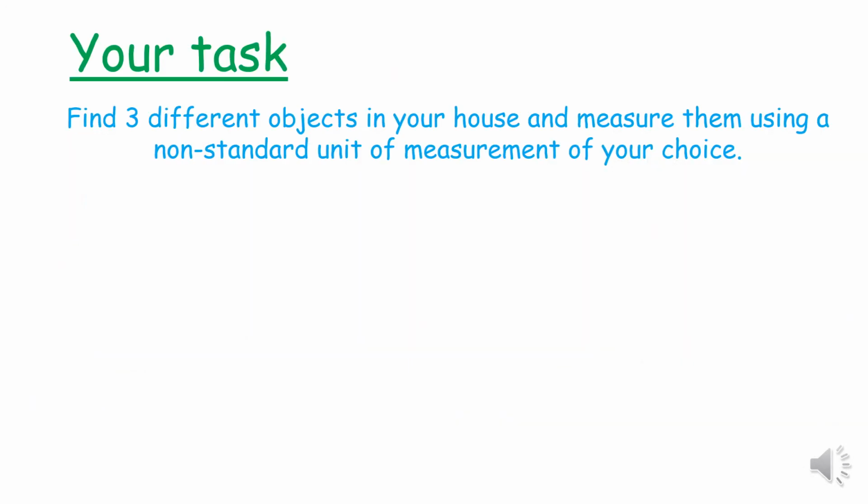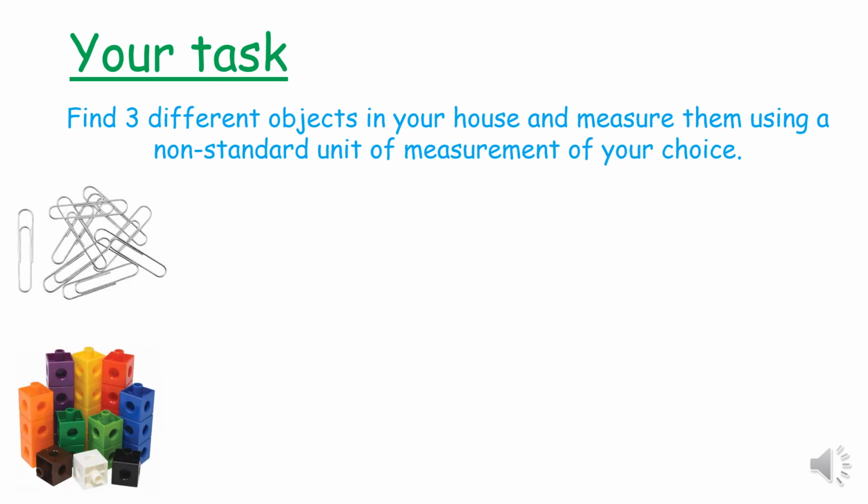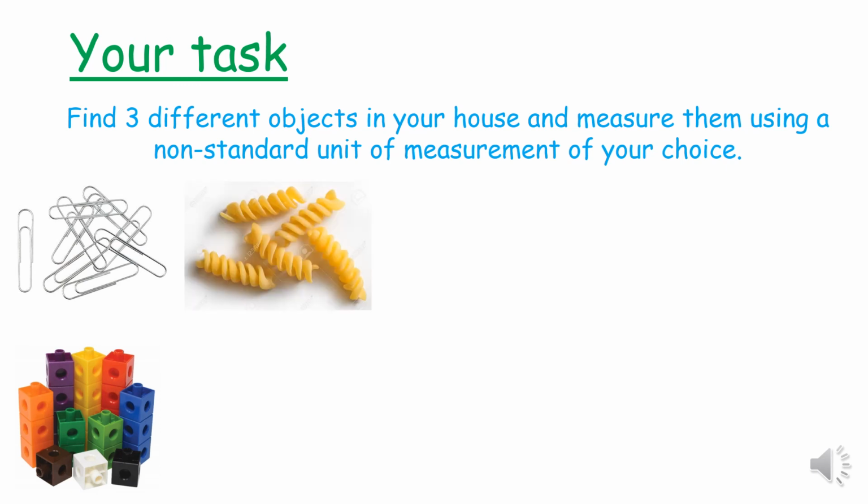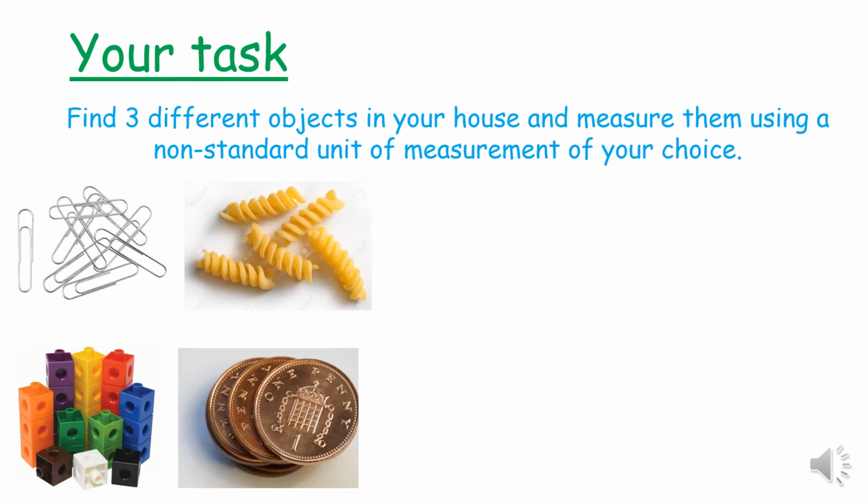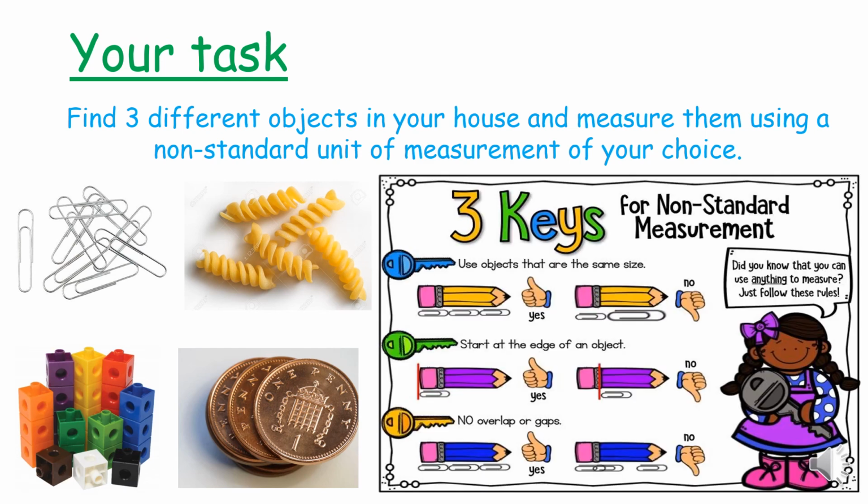So your task for today, Year 2, is I would like you to find 3 different objects in your house and measure them using a non-standard unit of measurement of your choice. So what could you use to help you measure your 3 objects? You could use paper clips, or cubes, or pieces of pasta, or coins, or whatever it is in your house that you have. Make sure that you follow the 3 keys when you are measuring, so that all of your objects are the same size.